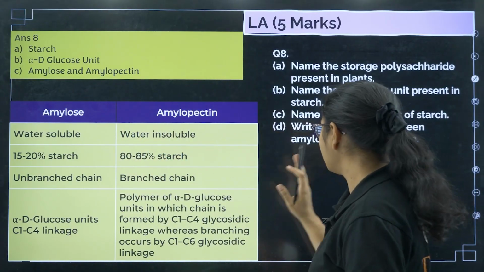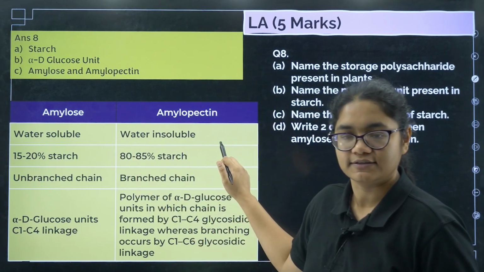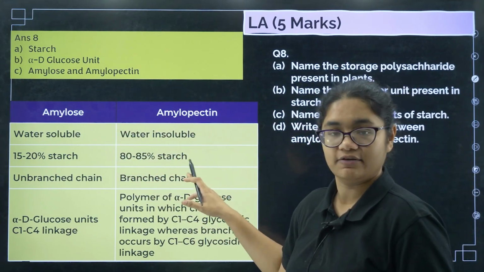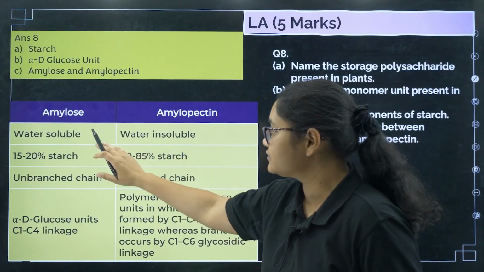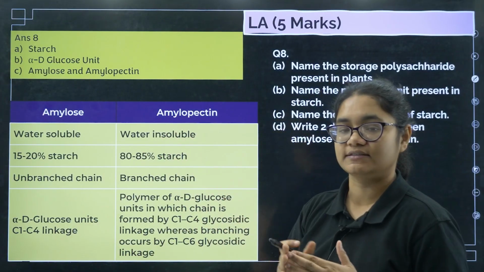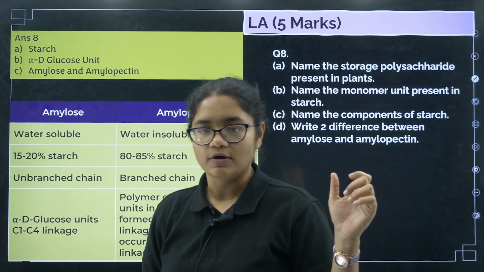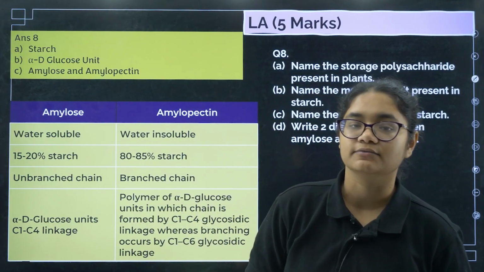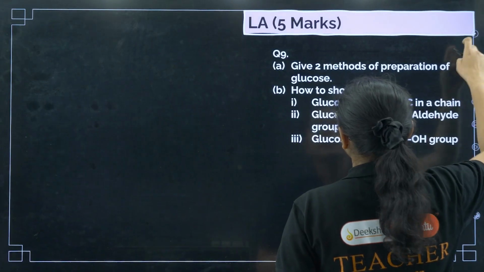Differentiate between the components, amylose and amylopectin. So amylose is water soluble, amylopectin is water insoluble. Here it is 15 to 20%, here it is 80 to 85%. Here it is a straight chain, here it is a branched chain. In amylose the linkage is between C1, C4, and in amylopectin it is C1, C4 and C1, C6 linkage. The linear chain goes from C1 to C4 and the branching occurs at C1, C6.